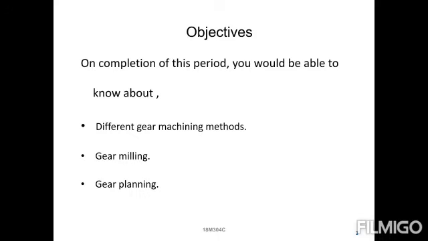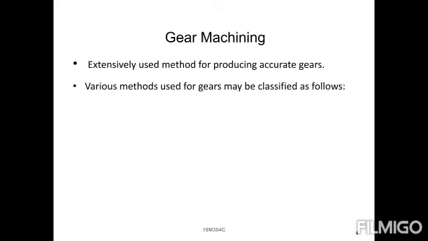Right, then coming to the gear machining process. What is the main thing? We can observe how many methods are there. Right, easiest way to know that. So that is the main thing.